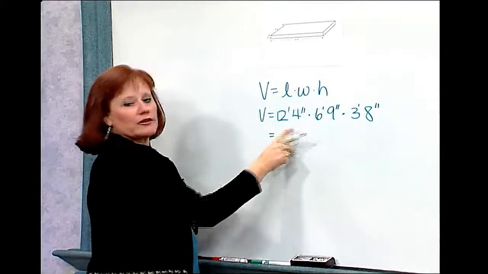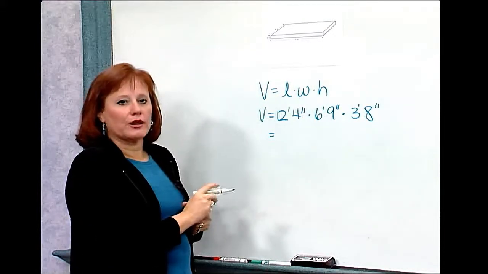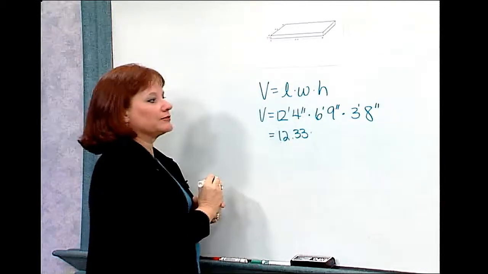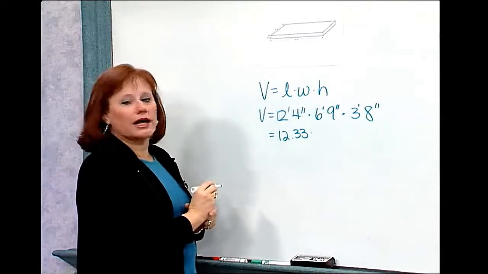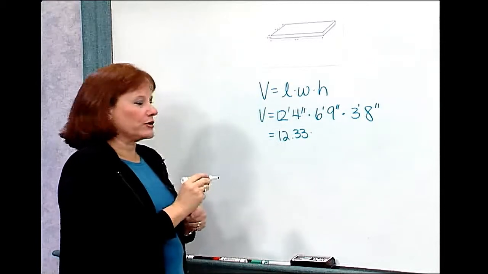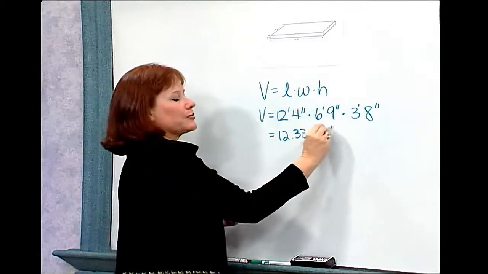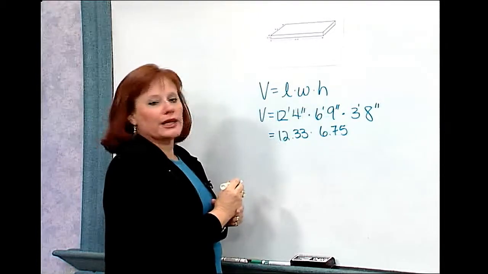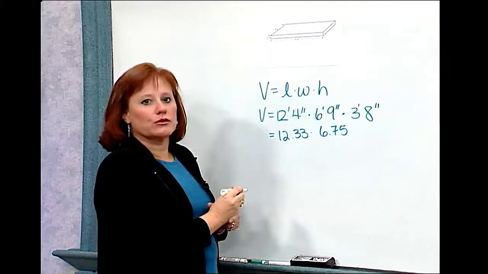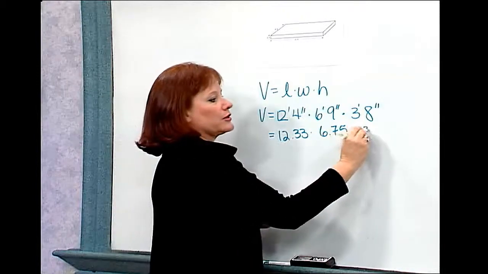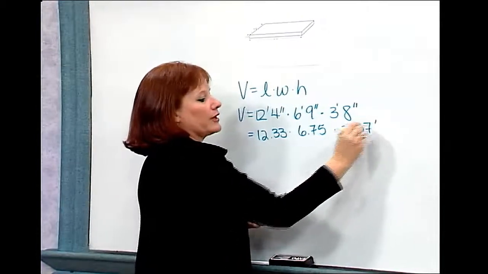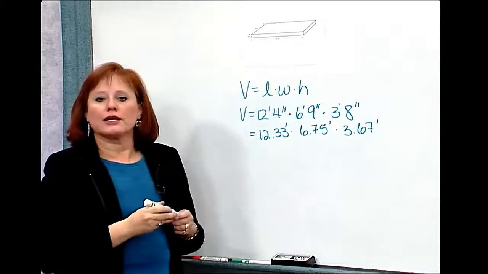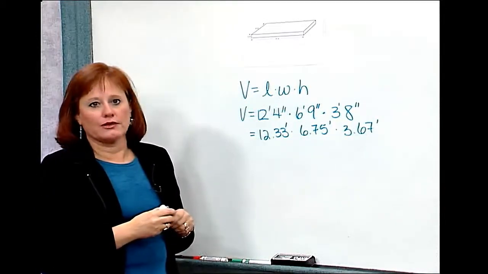I know that 12 feet 4 inches is the same as 12 1/3 feet. That would equal 12.33 feet. 6 feet 9 inches is the same as 6 3/4 feet, so I'm going to change this to 6.75 feet. And finally, 3 feet 8 inches is the same as 3 2/3 feet, and that can be converted to 3.67 feet. Now that I have only one unit of measure, everything measured in feet, I can go ahead and find the volume of this box.